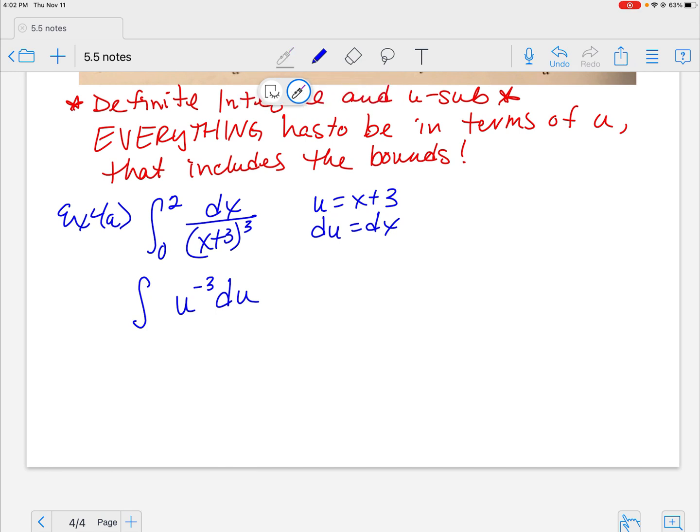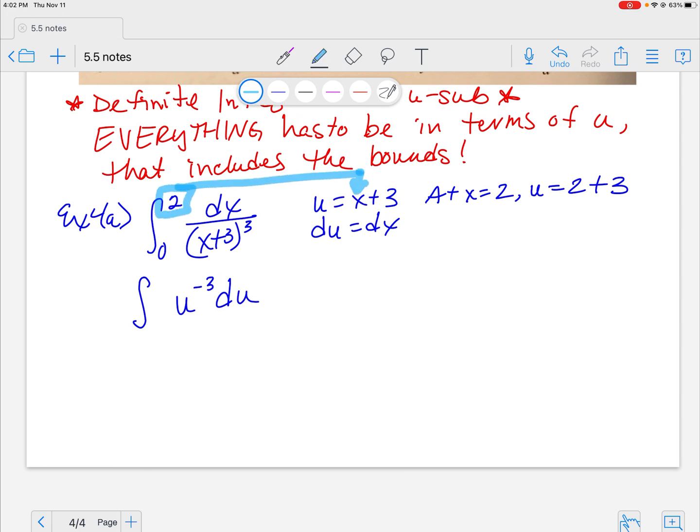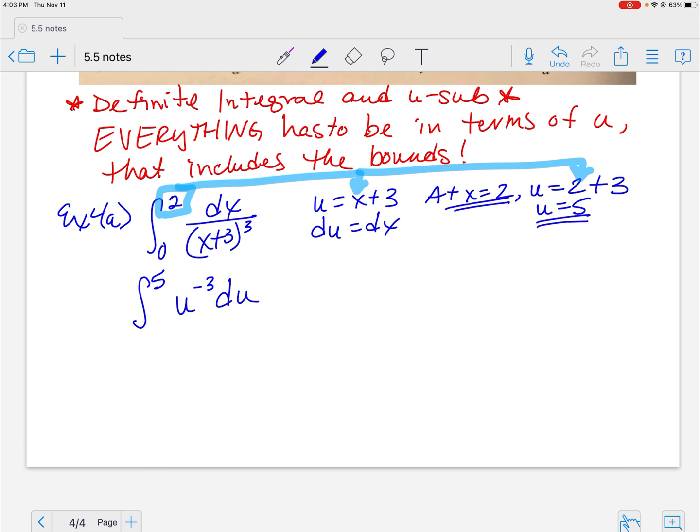Now here's the key. These bounds are in terms of x because that is my differential. In order to have new bounds that are in terms of u, I have to sub those in. So you're going to say at x equals 2, u is equal to 2 plus 3. I am subbing this 2 in for this x to figure out what u equals. Do you see that? When x was 2, u is equal to 5, and that is my bound. So where x is 2, u is now 5.